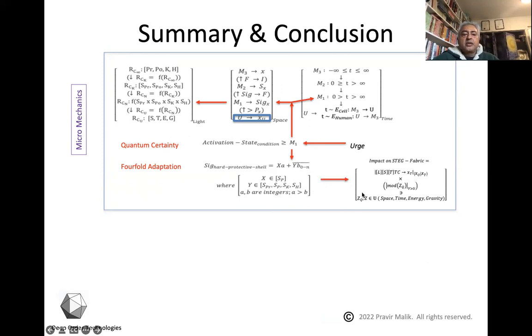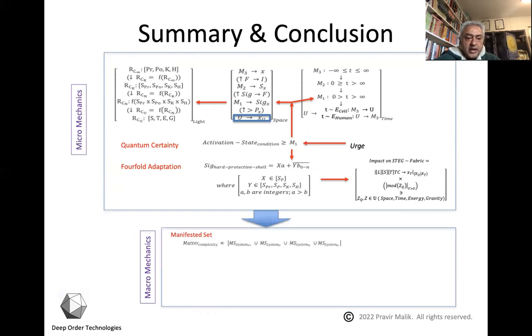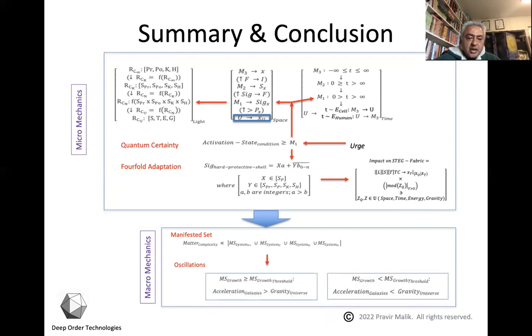The effect of a lot of these changes, if there are lots of different urges that create quantum certainty, is that the dynamics of space-time, energy, and gravity themselves will begin to change due to the many acts of quantization, the space-time, energy, gravity quantization. And that's going to, at the macro level, make matter more complex, and the manifested set is going to exceed the threshold level associated with dark energy. And as a result, the universe will expand in this case and contract in this case.